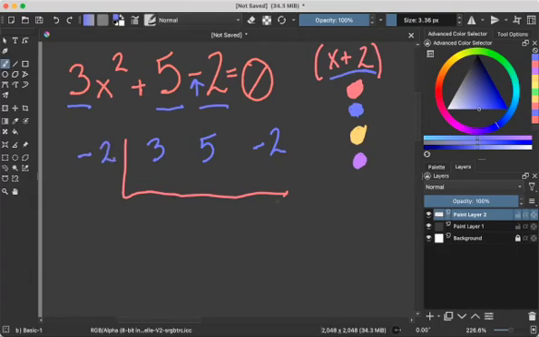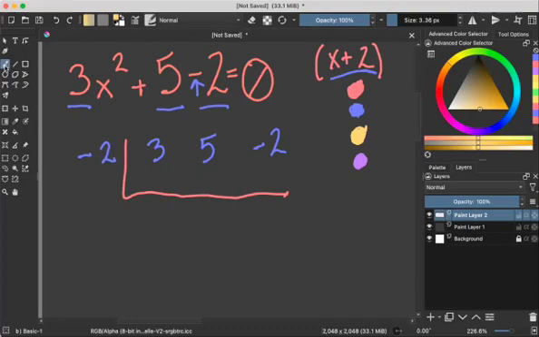Now that we have set up our table, I'll explain what we're going to do. Basically, the number will drop down here. So we're going to drop down 3. For every number at the bottom, it will be multiplied by the divisor, which is negative 2, which will give us the product of negative 6.